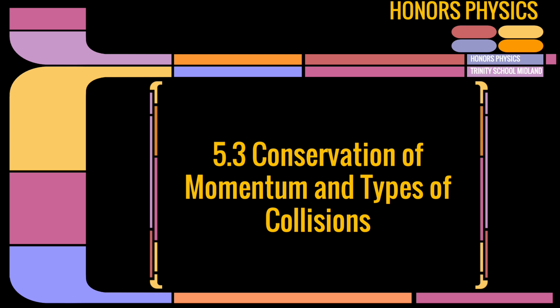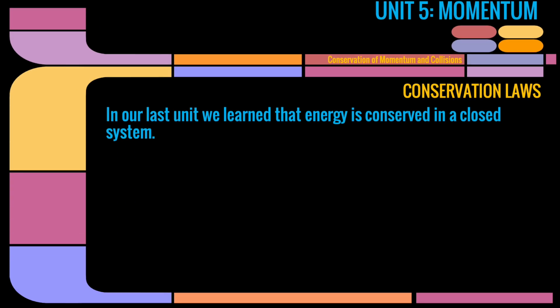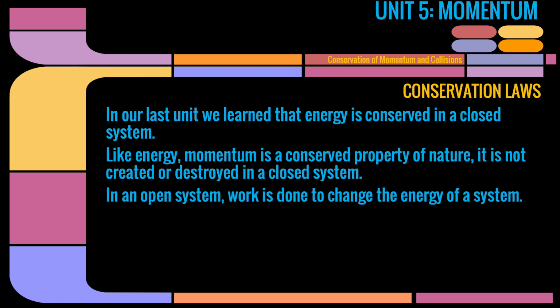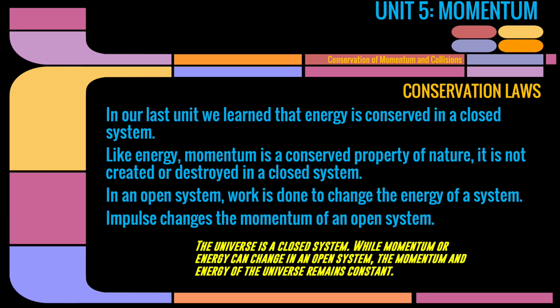Then we're going to talk about conservation of momentum and the types of collisions associated with it. In our last unit, we learned that energy is conserved in a closed system. And like energy, momentum is a conserved property of nature. It is not created or destroyed in a closed system. In an open system, however, work is done to change the energy of a system. Impulse changes the momentum of the system. So basically what we're saying is the impulse is due to some net outside force causing something to happen.